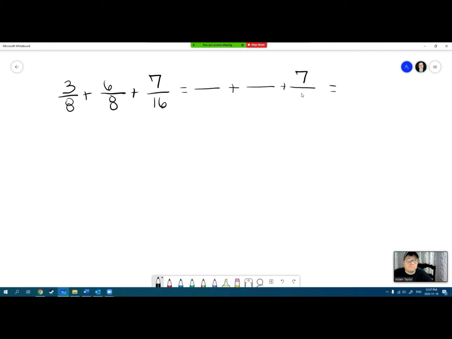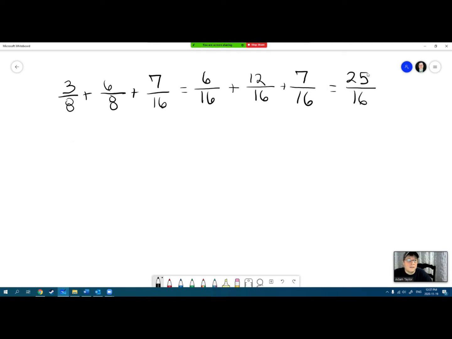So 7/16. How many times does 8 go into 16? 2, right? So 2 times 8 is 16. Then 2 times 3 is 6. 2 times 8 is 16. 2 times 6 is 12. So we add these together. 7 plus 12 is 19, plus 6 is 25 over 16.